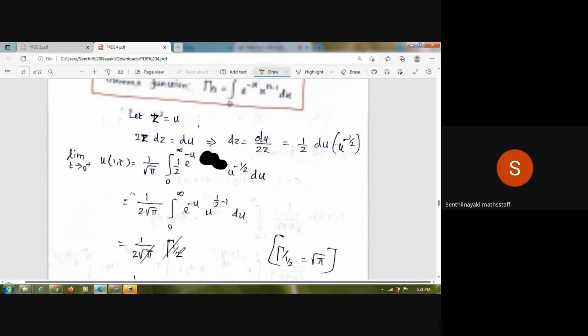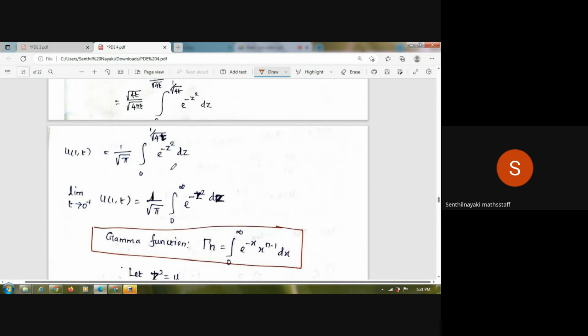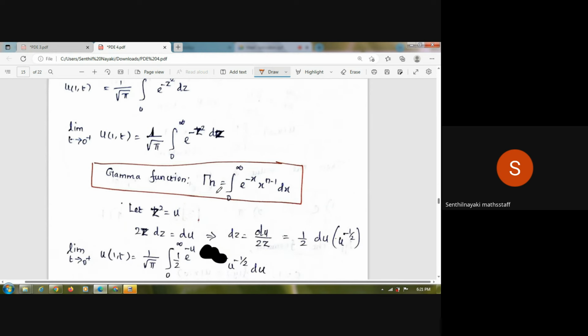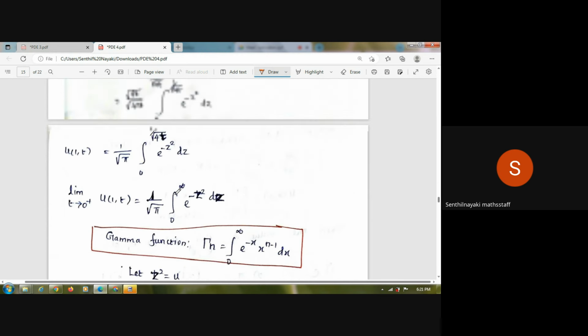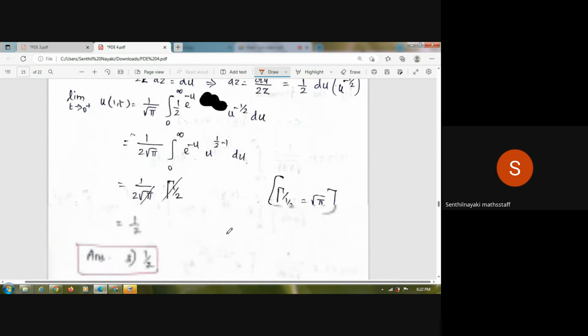So after simplifying this, we have root pi, but the limit should be 0 to infinity for using this gamma function. So here the limit is infinity, because t tends to 0 plus. T tends to 0 means 1 by 0, infinity. Therefore this value becomes root pi.